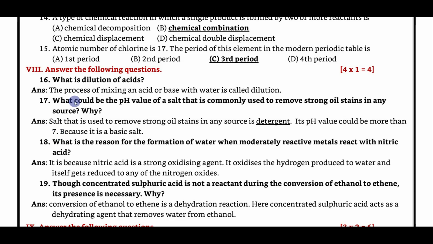What is dilution of acid? The process of mixing an acid or base with water is called dilution.